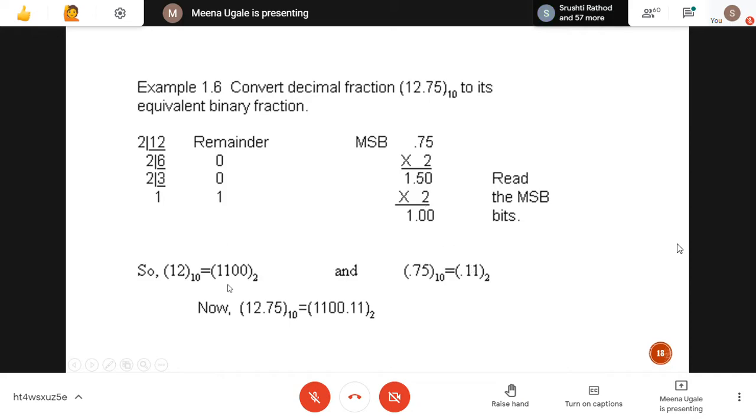How to write it finally? For 12, your binary is 1100. And for 0.75, your binary is 0.11. The final conversion for this whole number, 12.75, is equal to 1100.11. Got it? This is one simple example I have taken here. Same way you can go. Whichever is the easiest way to write it that you are finding, you can follow that.